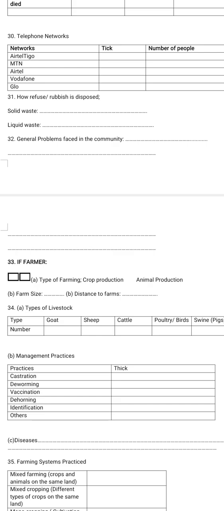The liquid waste, is there a drainage system? Sorry, I'm having a cold, so it's distracting me. And the solid waste, you don't have a dustbin. Do you get it? You ask all of this, the general problems facing the community.